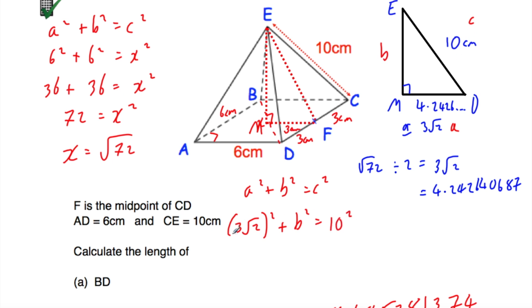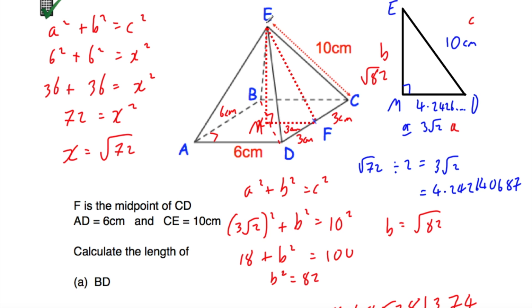Okay, 3 root 2 squared is equal to 18, so that's 18 plus B squared is equal to 100, because 10 squared is 100. And then if we take that away, we get that B squared is equal to 82, and so that means that B is equal to the square root of 82. So it means the height of the pyramid is root 82. So that's fantastic. Now we have worked out the height of the pyramid is root 82.